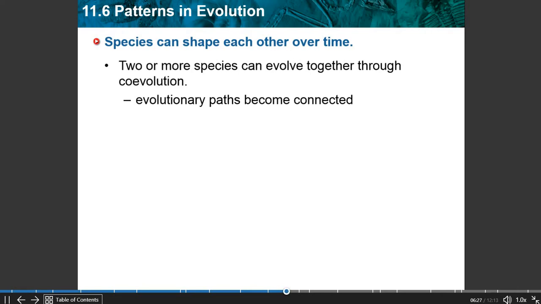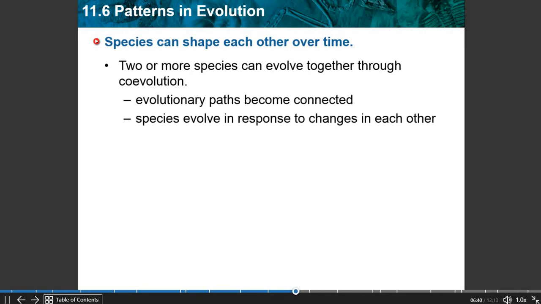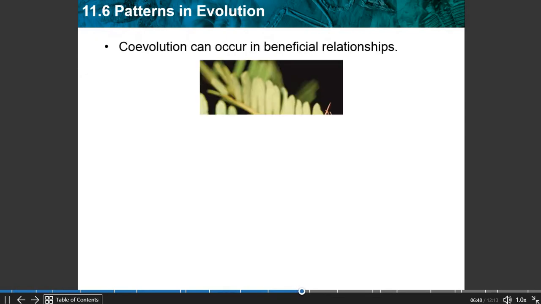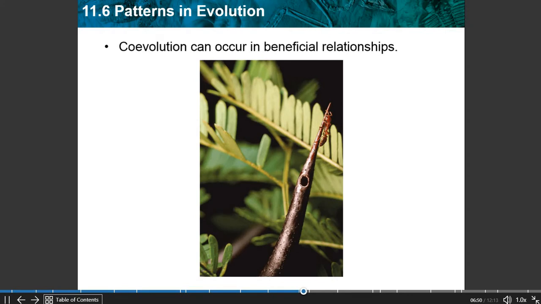insects being able to feed off of a flower. So the development of flowers and then the insects being able to get food from that, those two developing together would be considered coevolution. So species evolve in response to changes in each other. Coevolution can occur in beneficial relationships. So right there is an example of coevolution.